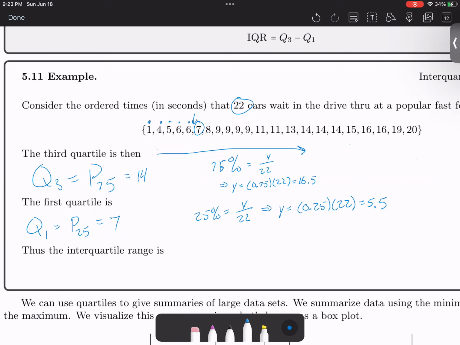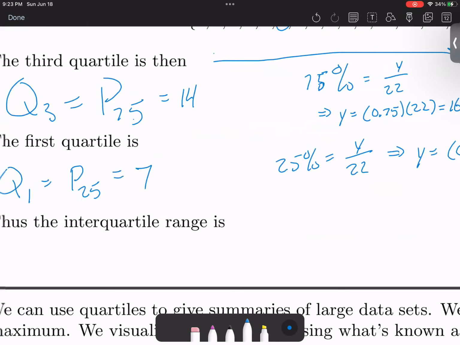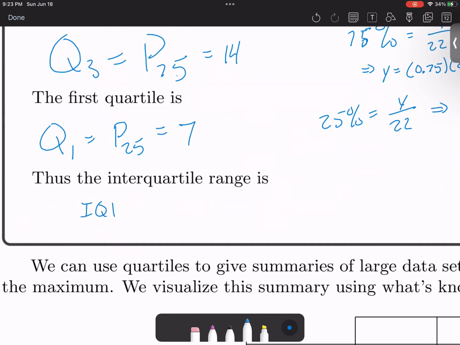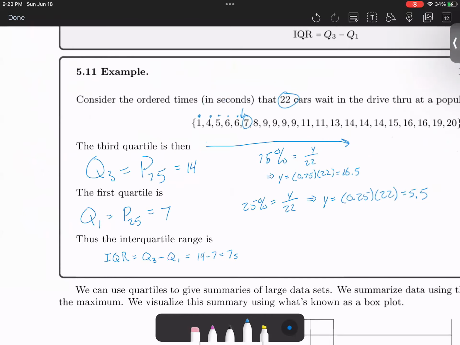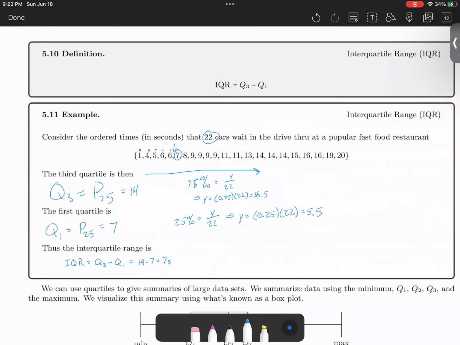Thus, the interquartile range. So by definition, the interquartile range is Q3 minus Q1. Right, it's the distance between the 25th percentile and the 75th percentile. So it's pretty much how wide is the middle 50% of your data. This will be 14 minus 7, 7 seconds. So the middle 50% of people wait a wait time 7 seconds away from each other.